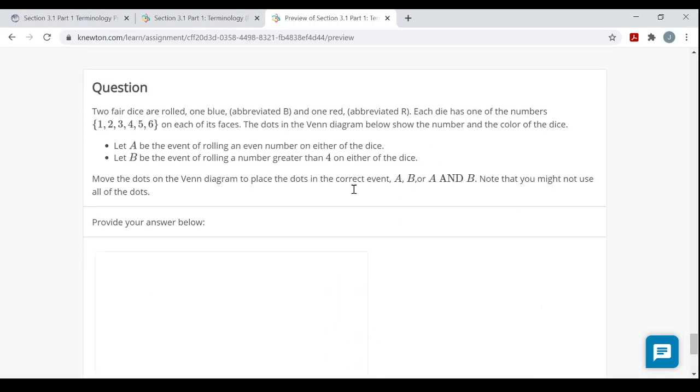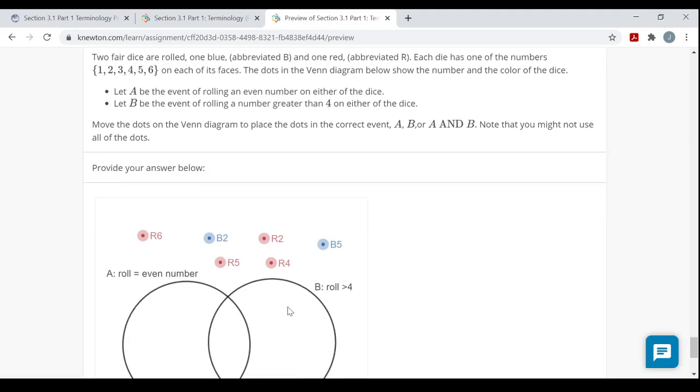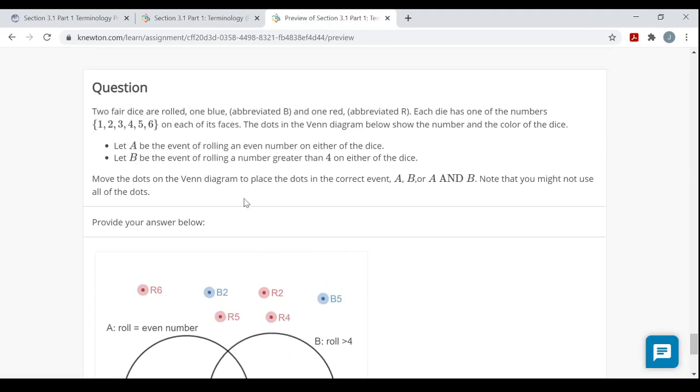Right, so this one's one of those interactive ones where you have to move the dots to the correct place on the Venn diagram. All right. So here, this is a little different question. It says two fair dice are rolled. One blue, abbreviated B, and one red, abbreviated R. Each die has one of the numbers 1 through 6 on each of its faces, right? It's a regular 6-sided die. The dots in the Venn diagram below show the number and color of the dice.